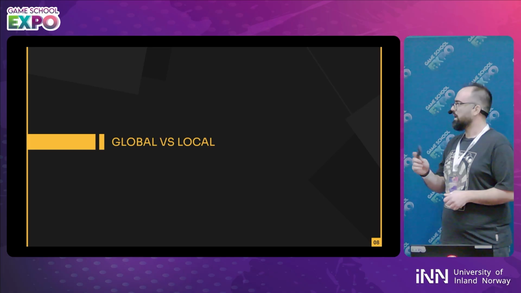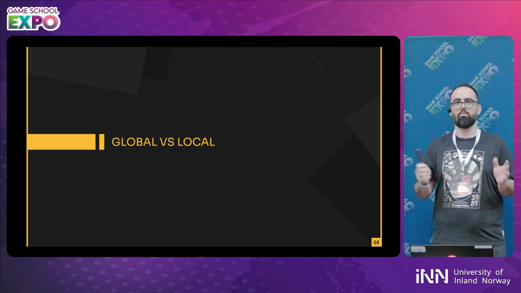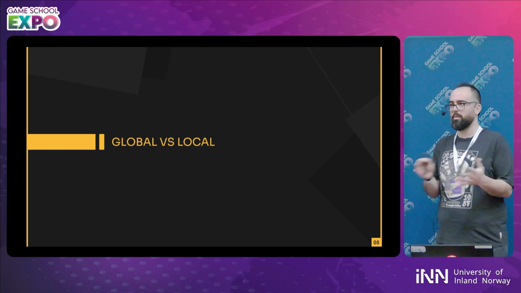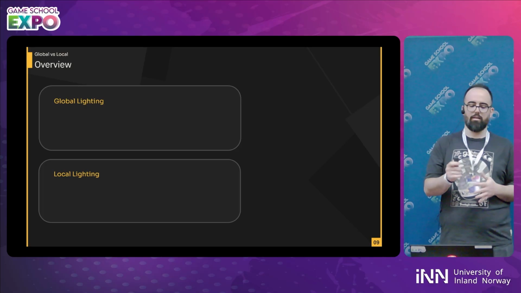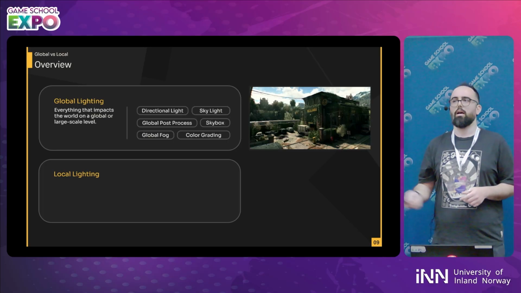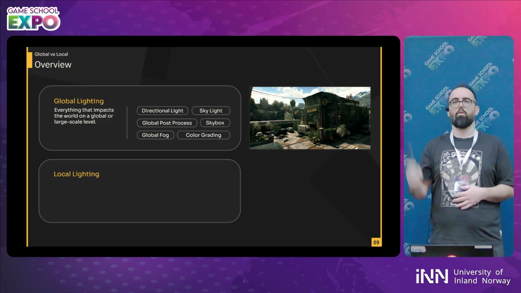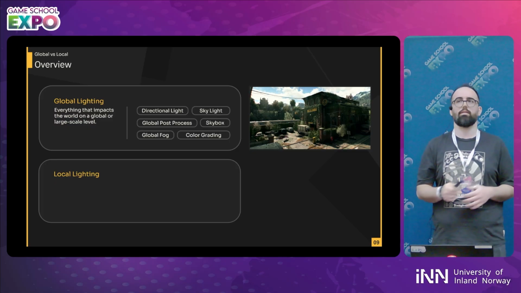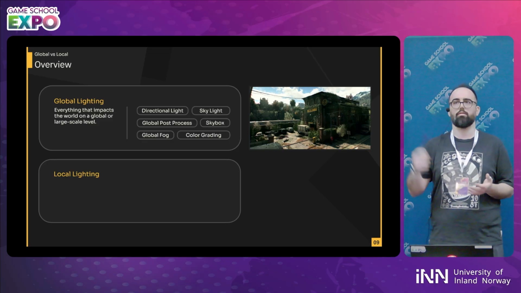So yeah, getting to the actual passes, we have global versus local pass, the 2 main lighting passes that we do. And they should be pretty self-explanatory from their name. But let's start first with global to bring everyone to the same speed. Global is for all those things that affect the level on a global or large scale. It has the usual suspects under it, like directional light, skylight, skybox, post-process, color grading, global fog.